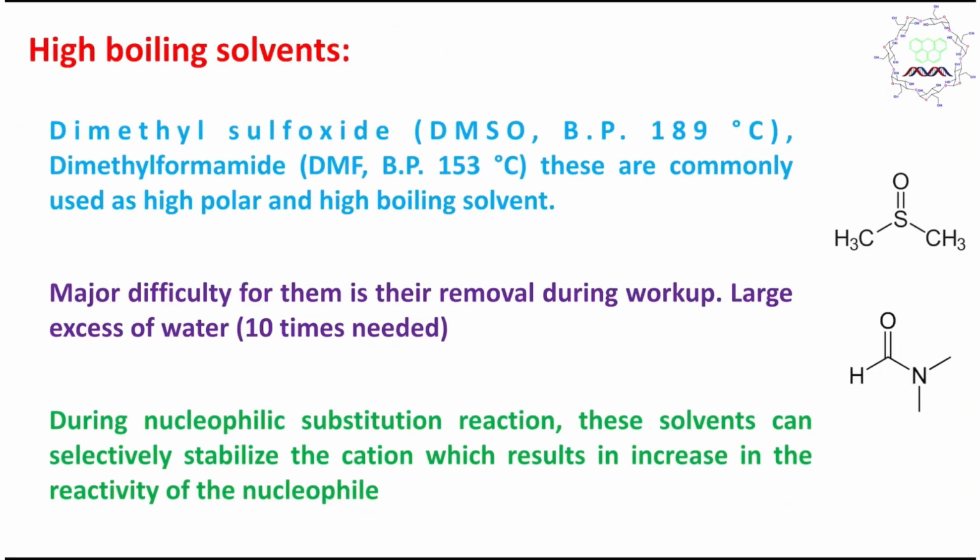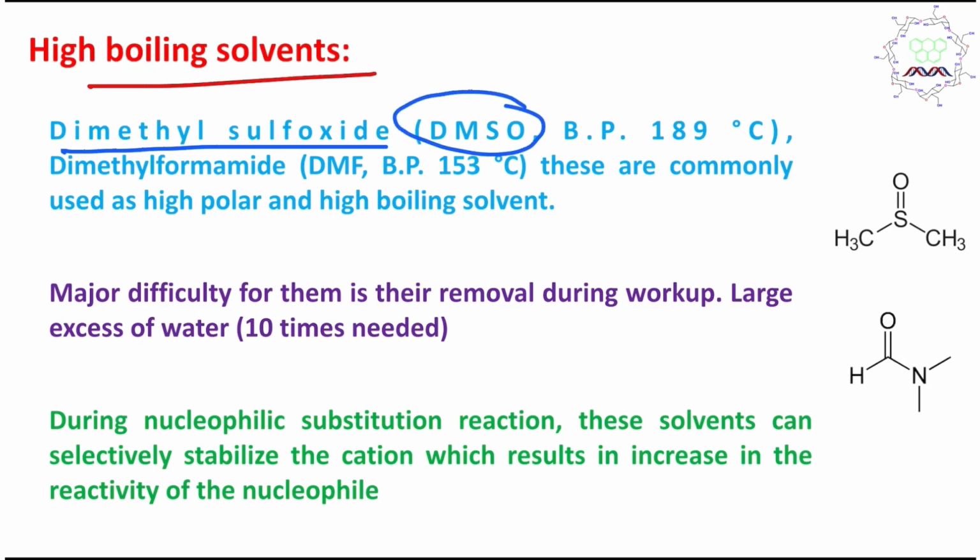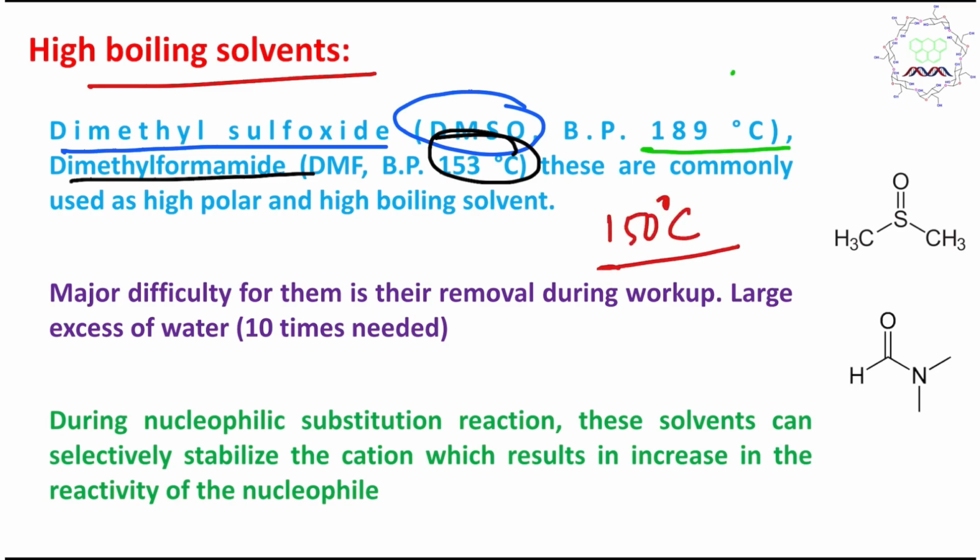Now let's come to that point, that is high boiling solvent. For example, here dimethyl sulfoxide, which is also called DMSO. The BP, boiling point of dimethyl sulfoxide, is 89 degrees centigrade. It's pretty high, more than 150 degrees centigrade. Not only that, dimethyl formamide also has BP greater than 150 degrees centigrade. So that's why they are called high boiling solvent. Not only that, they are highly polar.